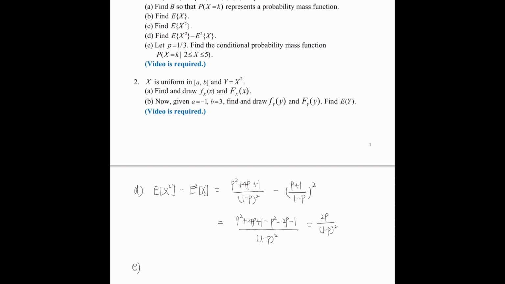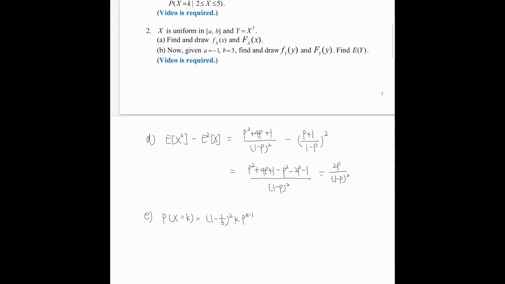So when p equals 1/3, the probability of X equals k equals 1 minus 1/3 squared times k times p to the k minus 1, which equals 4 over 9 k p to the k minus 1. The probability of X equals k given X greater than or equal to 2 and less than or equal to 5 equals the probability of X equals k and X between 2 and 5, over the probability of X greater than or equal to 2 and less than or equal to 5.